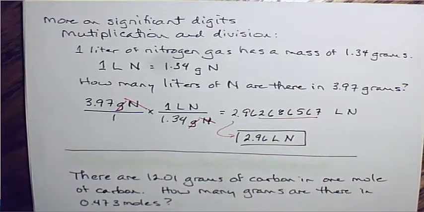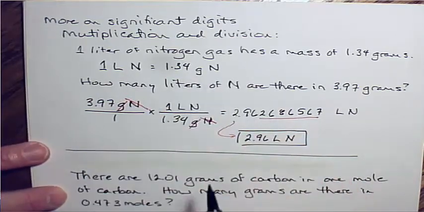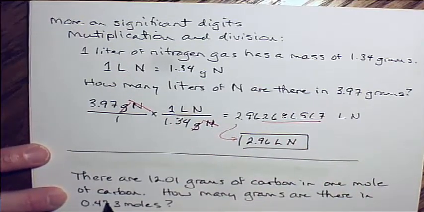So there are 12.01 grams of carbon in 1 mole of carbon. And the question is, how many grams are there in 0.473 moles? So solve this using the same process I outlined for you already. Let's see how you do.